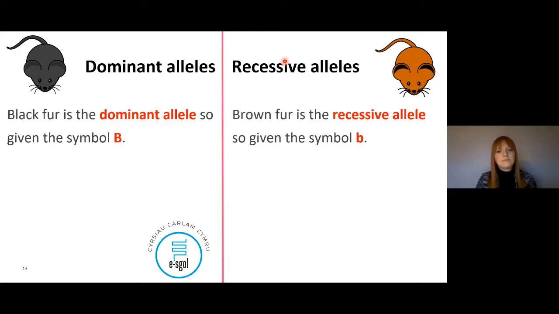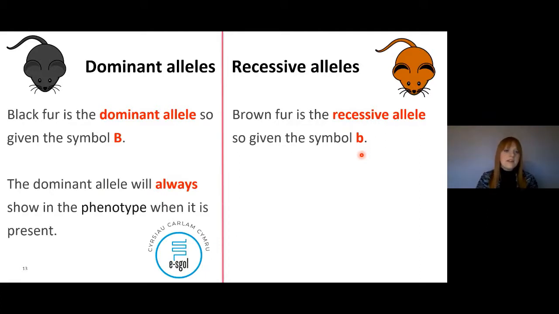If it is a recessive allele, so a weaker allele, we always give a lowercase letter. We always, however, use the same letter, and I'm going to give you some examples later on where we show that you're going to use the same letter. Dominant alleles then will always show in the phenotype when present. So dominant alleles always show.